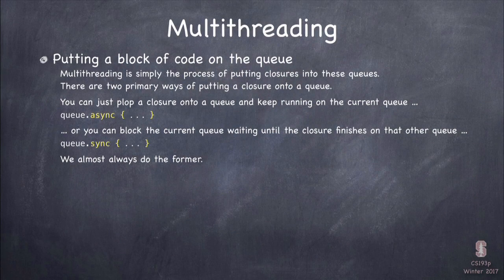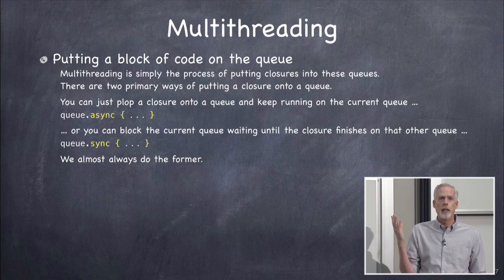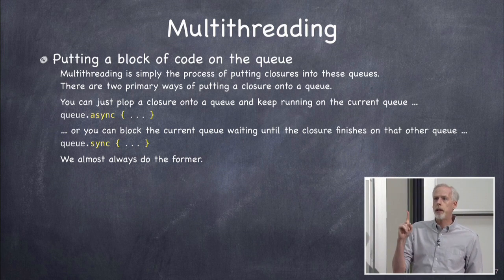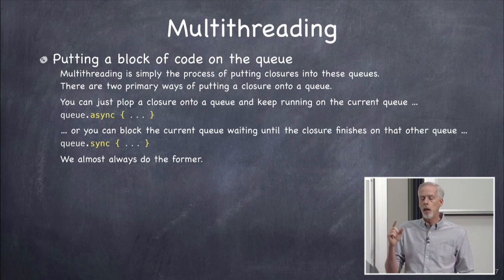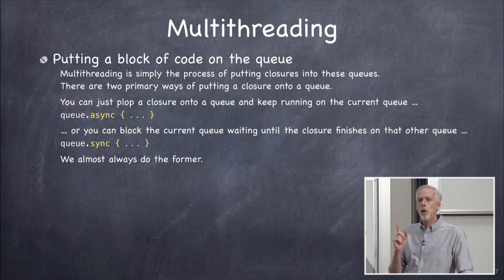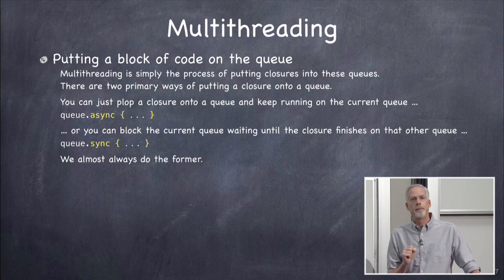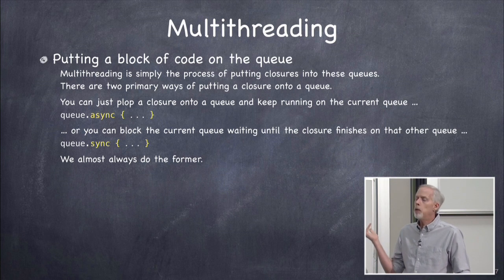Now, like I said, you've got this queue, and all we're going to do is put blocks on it, and we do that with these two functions, async and sync. These two functions take one argument, which is a closure, a function, but usually it's a closure. That closure or function takes no arguments and returns no arguments. And you can put anything you want in that closure.